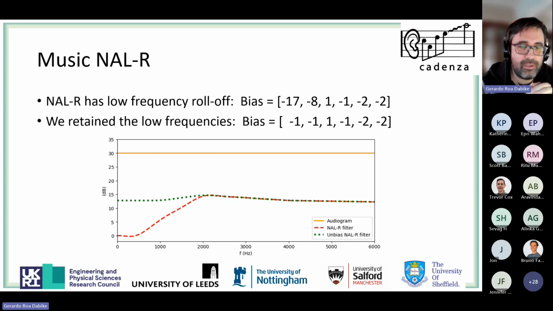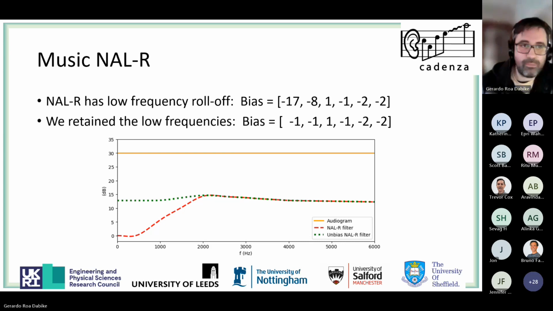So NAL-R, part of the process, has some bias that basically applies a roll-off to low frequencies. In this figure, the red line is the NAL-R filter. As you can see, frequencies below 2 kilohertz are attenuated. Our intuition was that in music, the bass or the low frequency components are very important for the enjoyment of the music. For me personally, it's very important. So we explored different values for changing the bias.